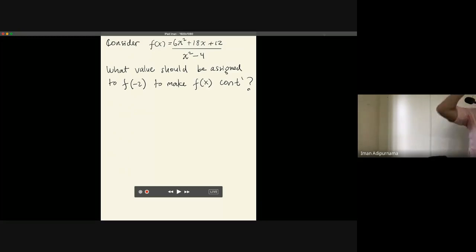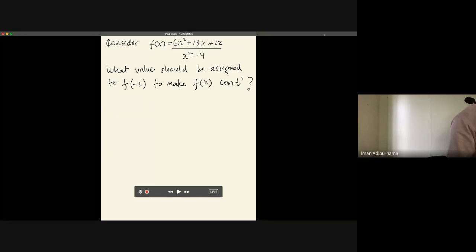Okay. First, do you understand the questions? So let us see the questions. So this is the function: 6x squared plus 18x plus 12 over x squared minus 4. What value should be assigned to this function if you plug in -2 to make the function continuous?